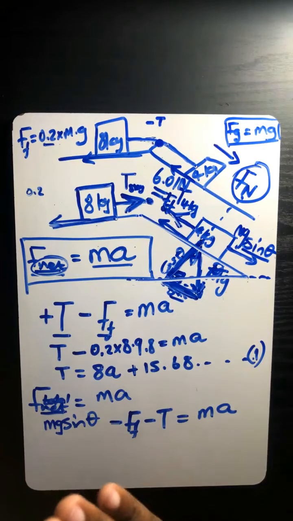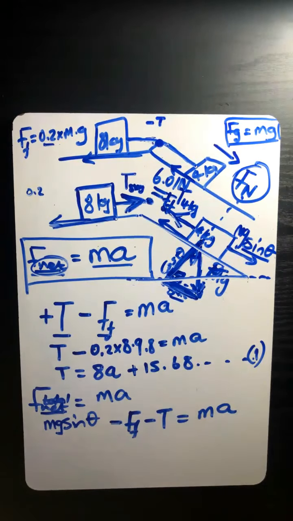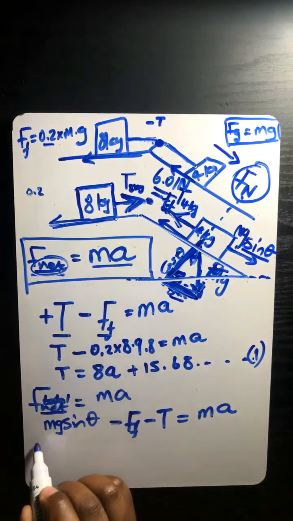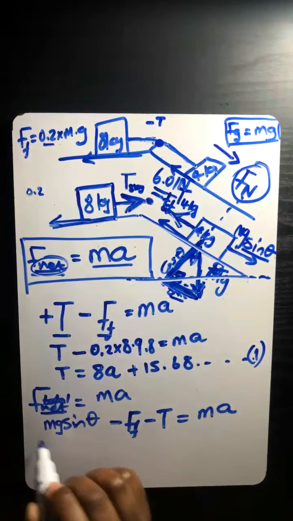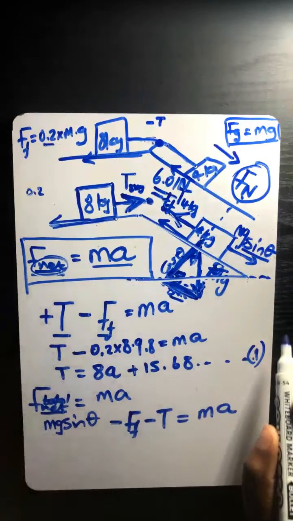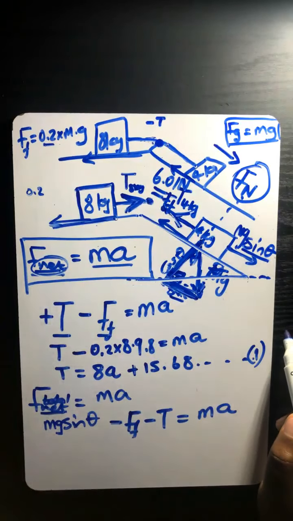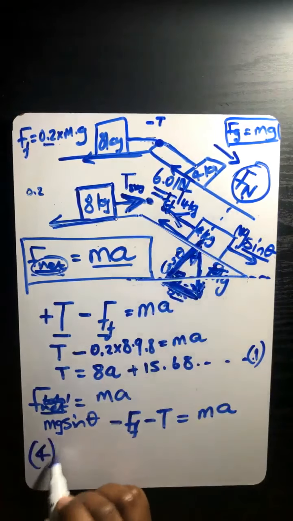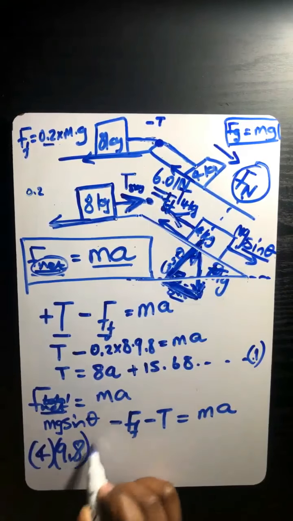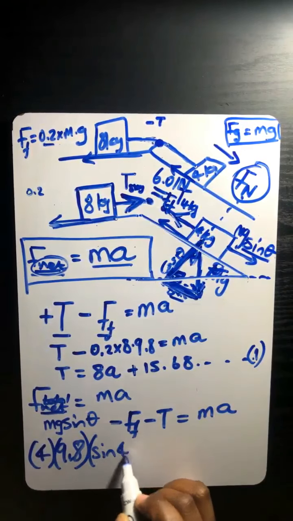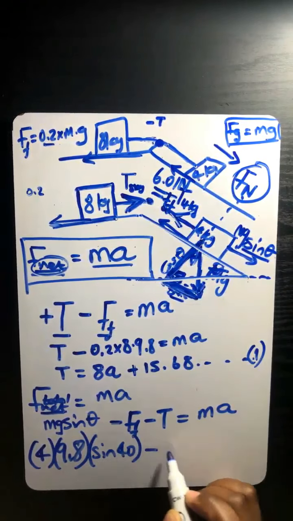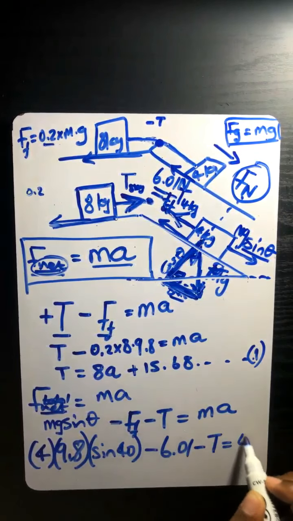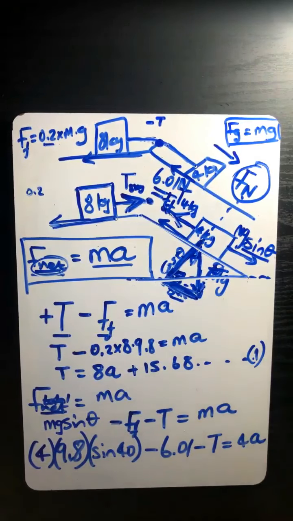Okay, but it's fine. Let me try to quickly squeeze something, or let me just write. Maybe you will see, because if I write, you will now understand. So, what is the mass there? We are dealing with the 4 kg, so it's 4 into 9.8. Then we have certain angle being 40. Frictional force, that minus tension, is equal to 4A.